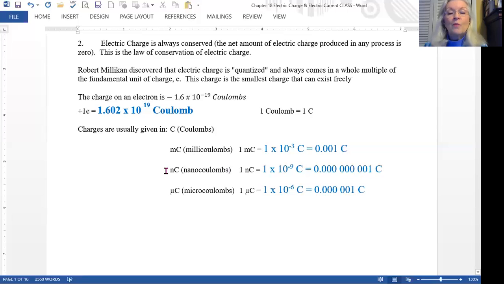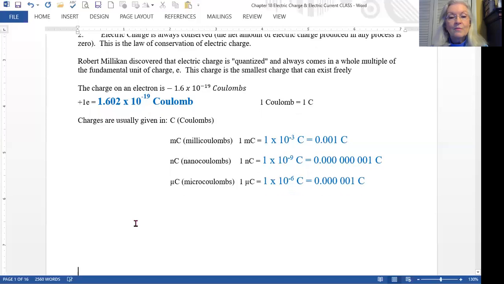A nanocoulomb is 1 times 10 to the minus 9 coulombs. So as you can see, it's a teeny tiny amount of charge. A microcoulomb is 1 times 10 to the minus 6 coulombs, and again, a very small amount of charge. So millicoulombs are mC, nanocoulombs are nC, and microcoulombs are μC. This funny little symbol that looks like a u with a leading tail is a lowercase Greek letter mu.